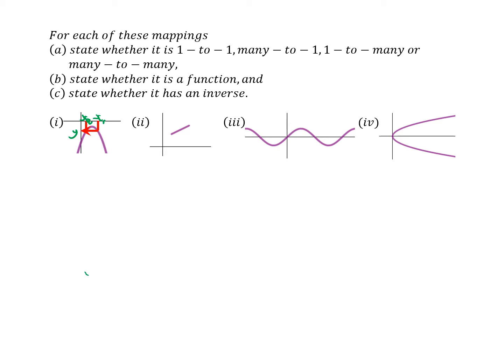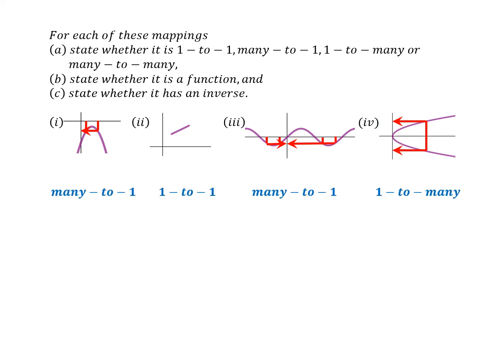The third one is many to one, but similarly to the first graph. And the fourth one is one to many. We might have this one value of x mapping to many values of y. So there's the confirmation of the part A of the question.